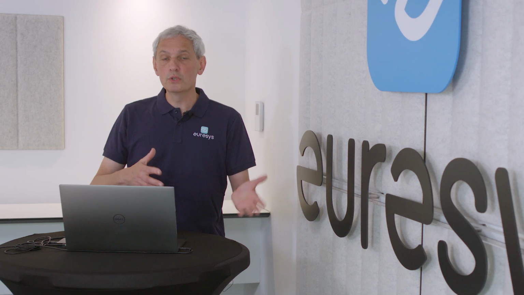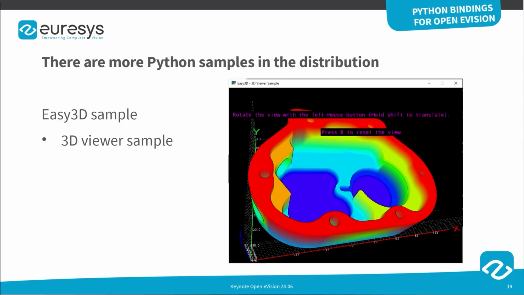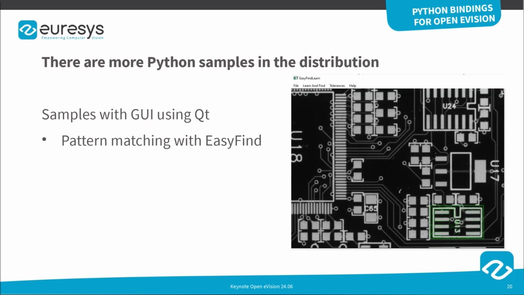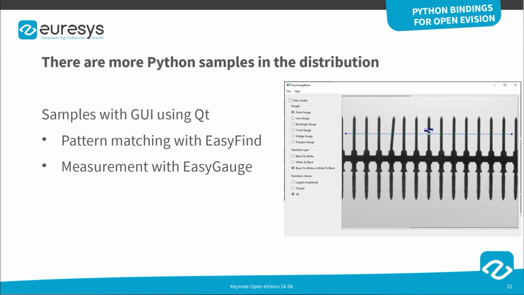So these samples are, of course, the starting point for you to play with and build your own application using eVision components. We have also a sample for a 3D viewer, which shows how to display point clouds or meshes live in the Python application. And finally, we include a graphical user interface using Qt for pattern matching using EasyFind and measurements with EasyGauge.